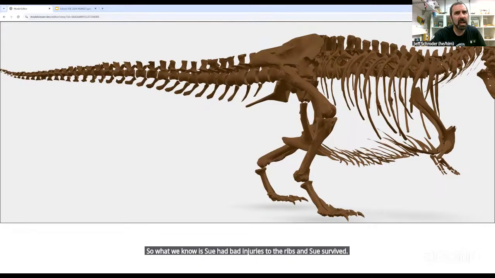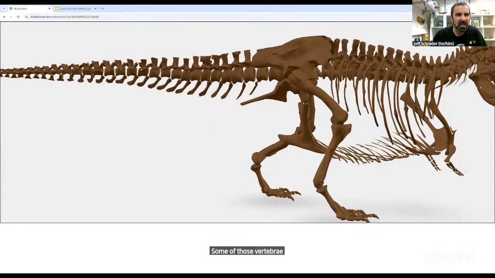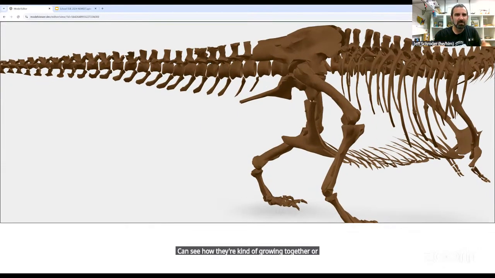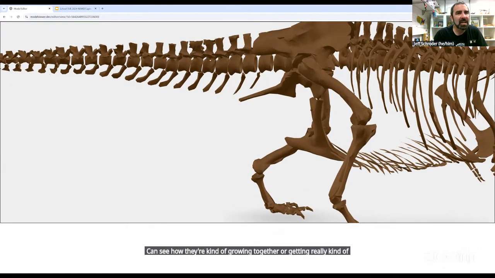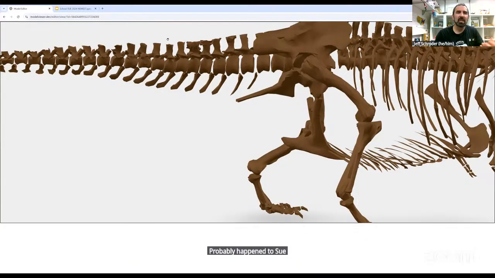But what about Sue's tail? Look at the tail up there. Some of those vertebrae, the bones on the top, are getting really jagged and crusty. You can see how they're kind of growing together or getting really kind of cracked. Yeah, that is a sign of something that today we would call arthritis or osteoporosis. Probably happened to Sue over a long life and a lot of wear and tear on the tail. So we have that injured tail as well.